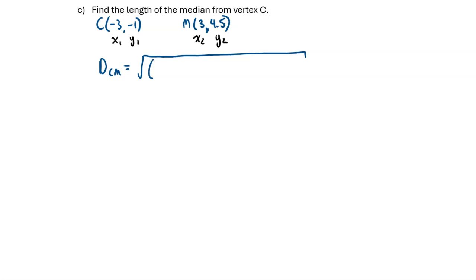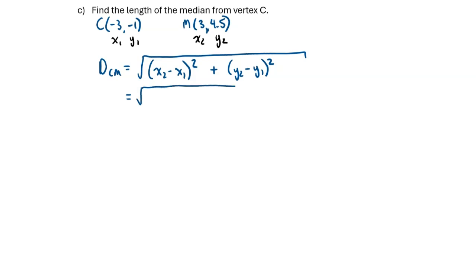Now the distance formula, in this case, we're doing the distance from C to M, is x2 minus x1 squared plus y2 minus y1 squared. And if you want to dig in more into this, it's really kind of the rearranged Pythagorean theorem, in a sense. So it's a change in x values squared plus a change in y values squared. So the x2 is 3, x1 is -3, so 3 minus -3. And with the y values, we get 4.5 minus -1.